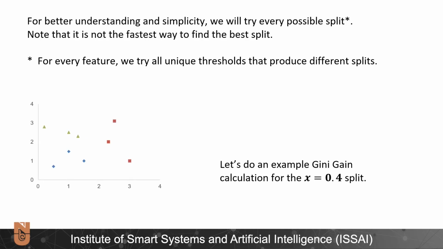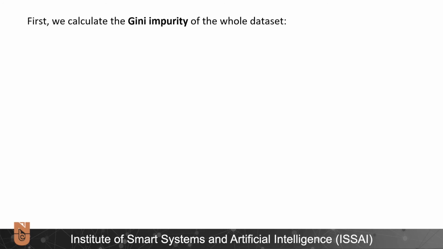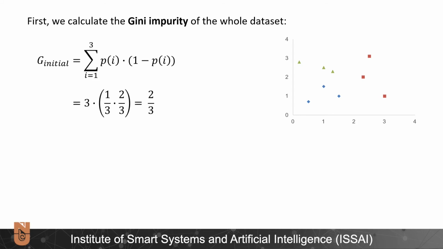Let's do an example Gini gain calculation for the x is equal to 0.4 split. First, we calculate the Gini impurity of the whole dataset using the formula, and it will be equal to 3 multiplied by 1 over 3 multiplied by 2 over 3, where 1 over 3 is the probability of one class. We have 3 points out of 9, so it will be equal to 1 over 3, and 2 over 3 is 1 minus 1 over 3. And since it is the sum, we can just multiply it by 3 because we have the same number of points for each class, and probabilities will be equal.